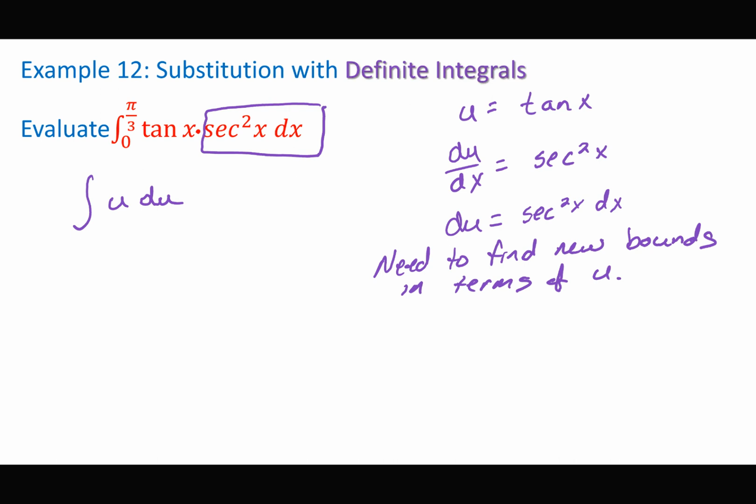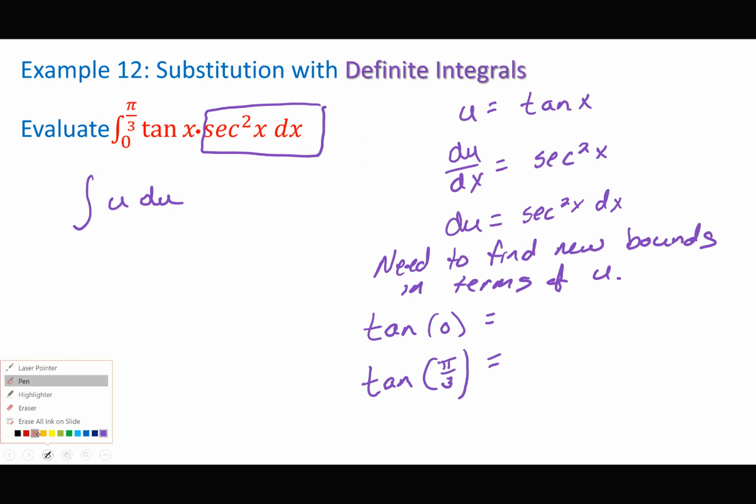Our original bounds were from 0 to pi over 3. Well, my new bounds will come from this: my lower bound would be tangent of 0, and my upper bound is going to come from tangent of pi over 3. So we have to take the bounds they give us and our u value to come up with new bounds in terms of u.